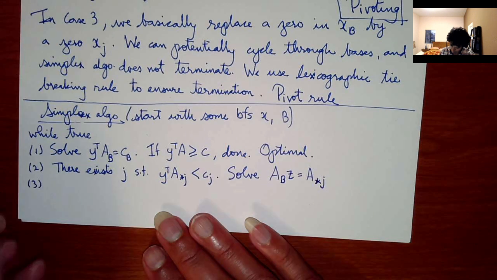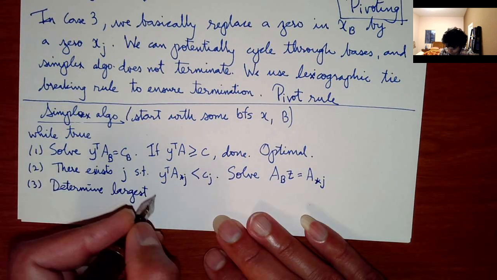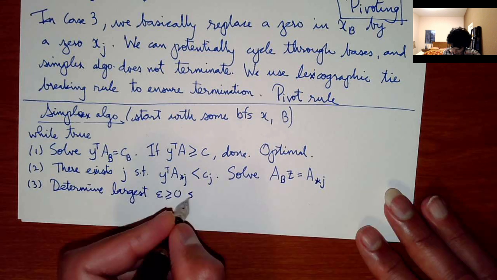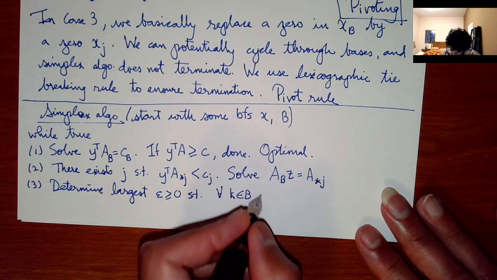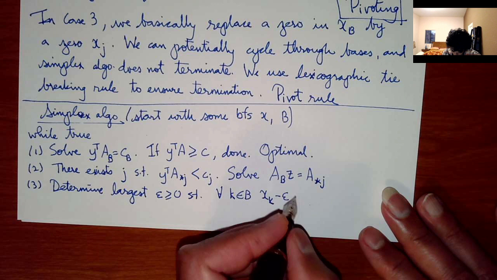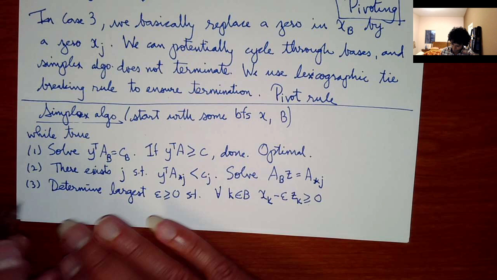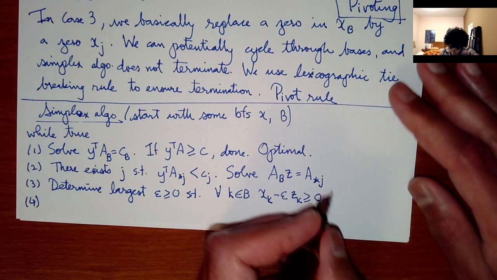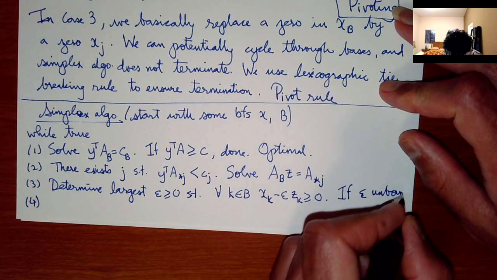Then we determine the largest non-negative epsilon such that for all things in the basis, xk minus epsilon zk is greater than 0. And now what we say is, if epsilon is unbounded, then terminate.